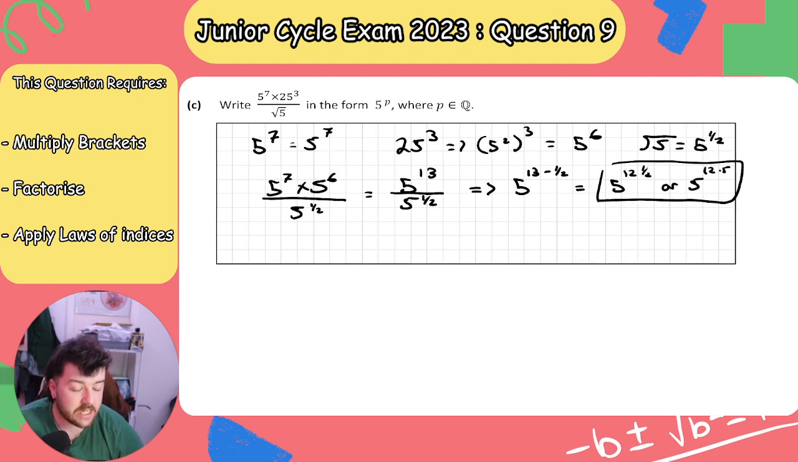Right, and you can easily check your answer on your calculator. So if you type the expression in your calculator, see what it equals, and then do 5 to the power of 12 and a half in your calculator and see what that equals, you'll get the right answer.